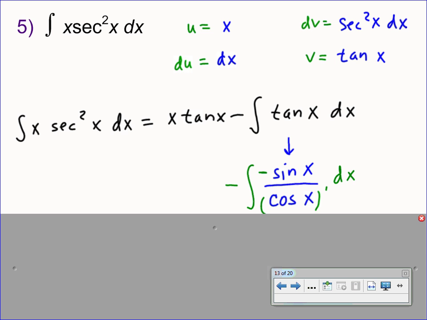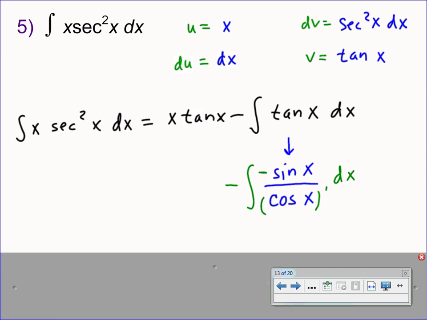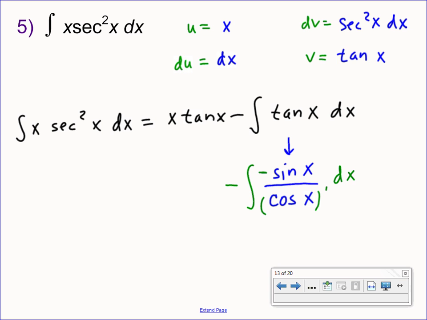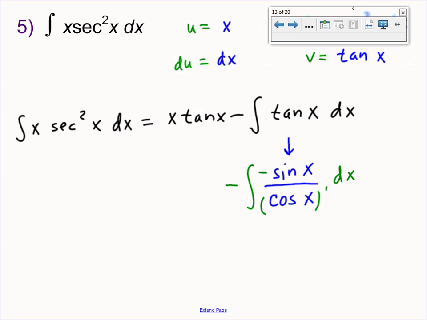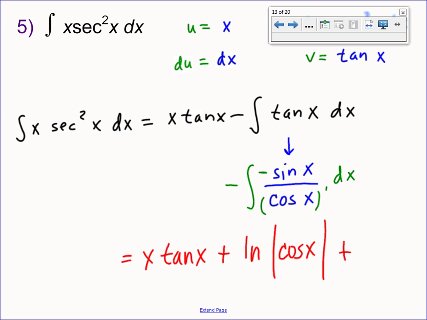Now, notice that we also have a negative here, and so I could do plus ln of absolute value of cosine of x plus c, or I could do minus ln of absolute value of secant of x plus c. Either one is correct. And so which one did you guys do? So you did positive ln of, okay, so we'll go ahead and write our final answer then as x tangent of x plus natural log of absolute value of cosine of x, close bars, plus c.